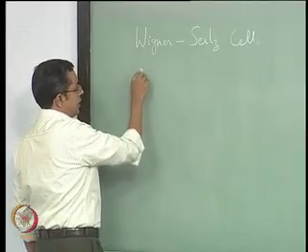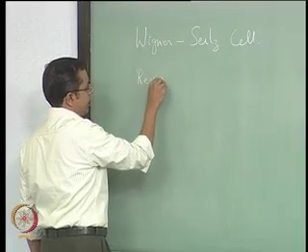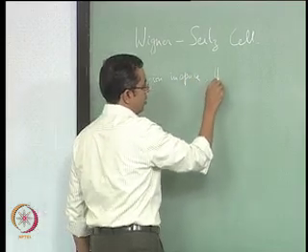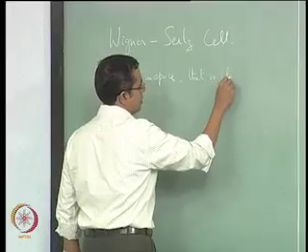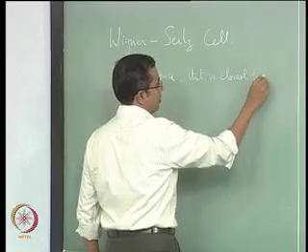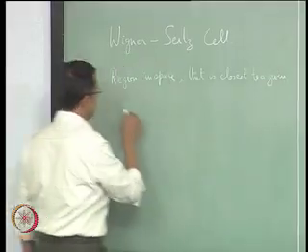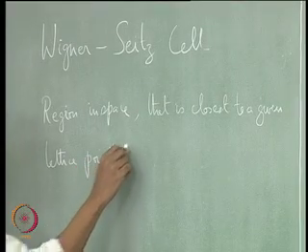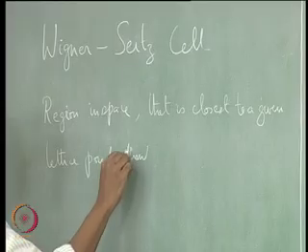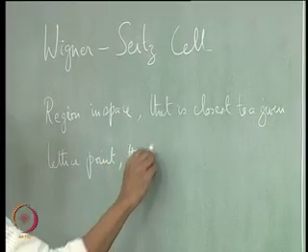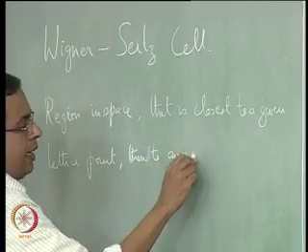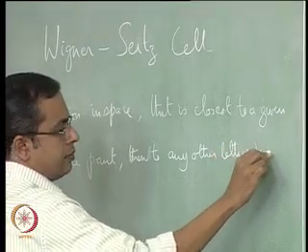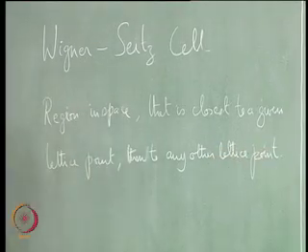It is the region in space that is closest to a given lattice point than to any other lattice point. So, this is the definition.